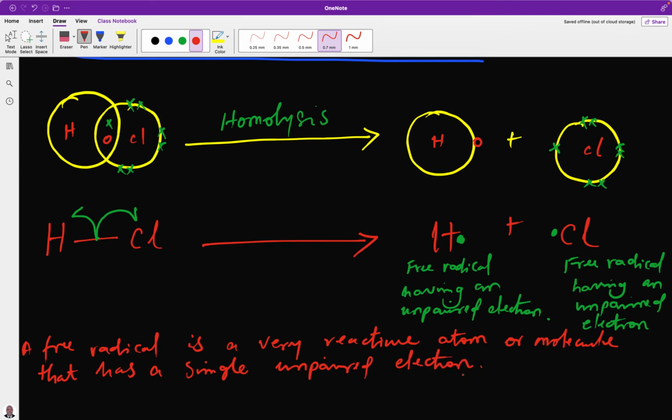So a free radical is a very reactive atom or molecule that has a single unpaired electron. Why I said they are very reactive is because they have only one electron. Chlorine needs another electron to complete its octet. Hydrogen needs one electron to have at least two electrons in its outer shell. For that reason, they are very, very reactive.